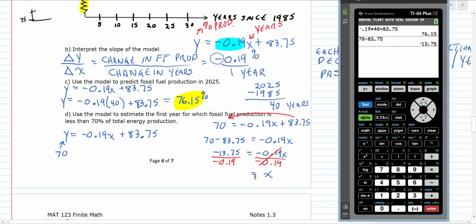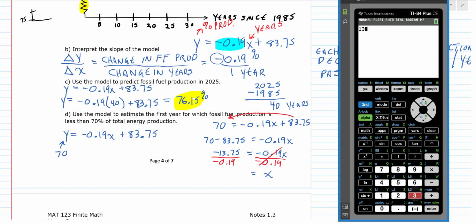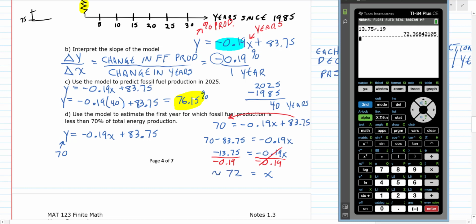So the negatives divide out, so I'm just going to put in 13.25, or hold on, was that a 7.5? Yeah, that's 13.75. I have to touch my screen on this to get this to work right. 13.75 divided by 0.19 is going to give this. Now, that's something that we just round off, so let's round this up to about 72.